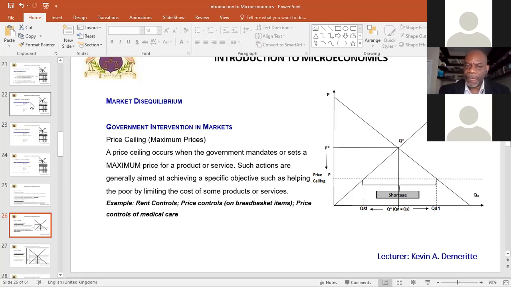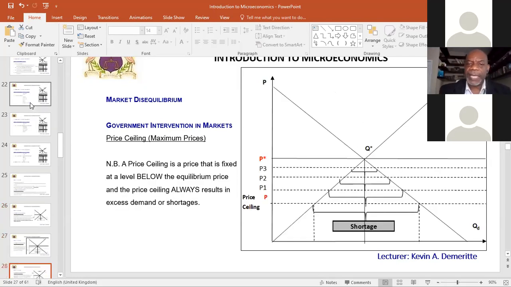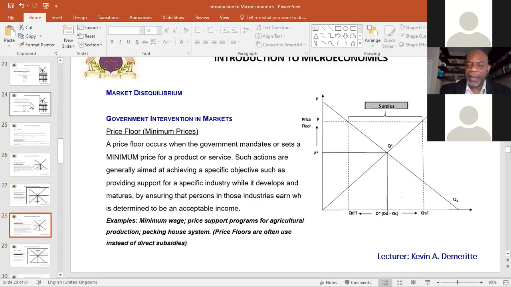more than this. On the other hand, government can intervene in the market through what is called a price floor. Government says that you cannot charge less than this. Right? A price floor is when the government mandates or sets a minimum price for a product. And usually government would do this if they're trying to support, say, certain industries.